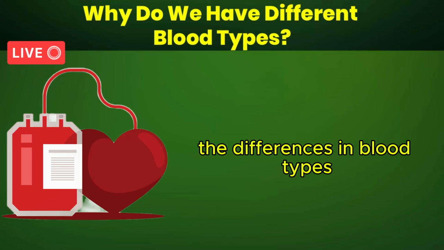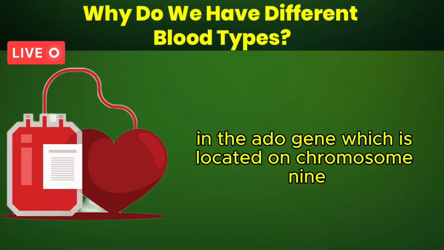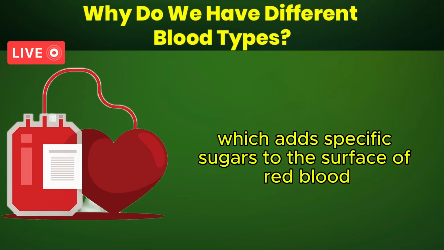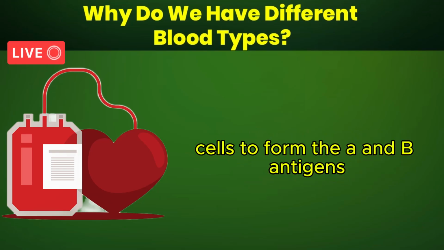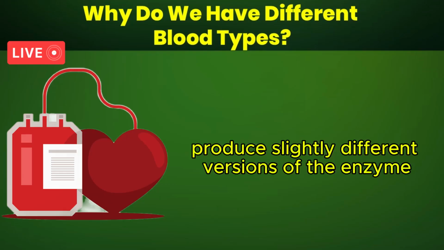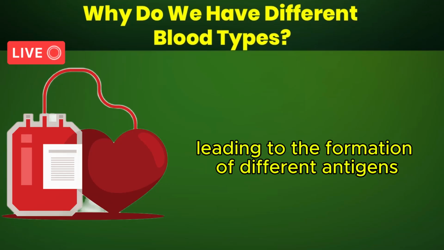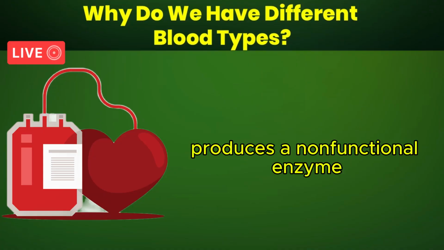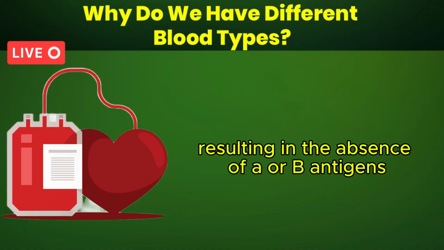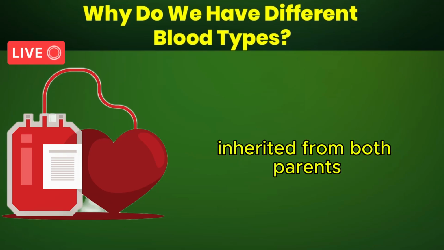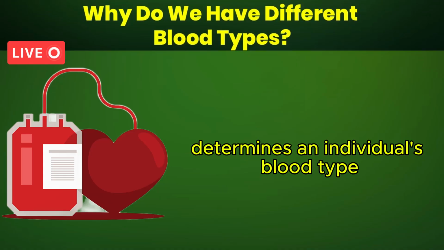The differences in blood types are determined by variations in the ABO gene, which is located on chromosome 9. This gene encodes an enzyme called glycosyltransferase, which adds specific sugars to the surface of red blood cells to form the A and B antigens. The A and B alleles of the ABO gene produce slightly different versions of the enzyme, leading to the formation of different antigens. The O allele, on the other hand, produces a non-functional enzyme, resulting in the absence of A or B antigens. The combination of alleles inherited from both parents determines an individual's blood type.